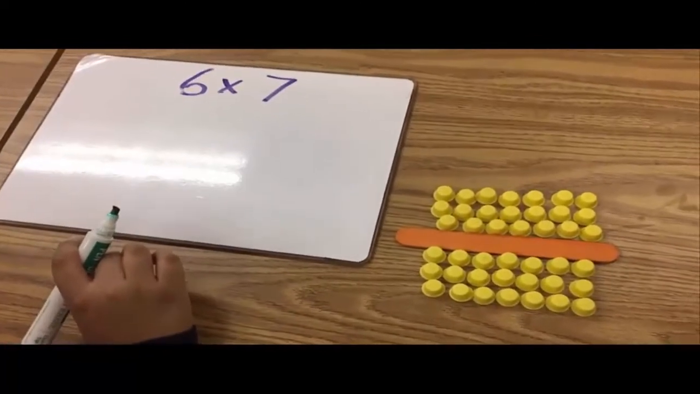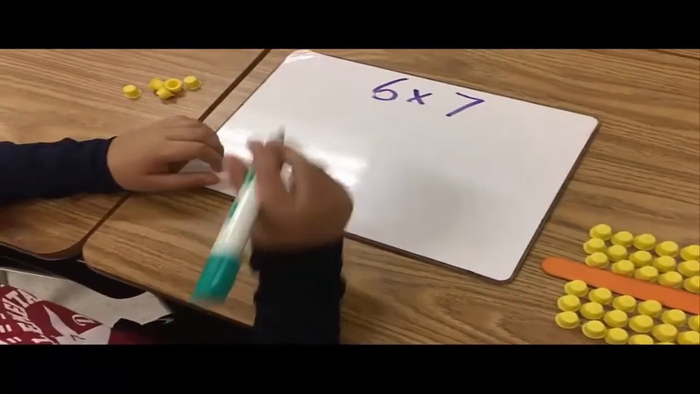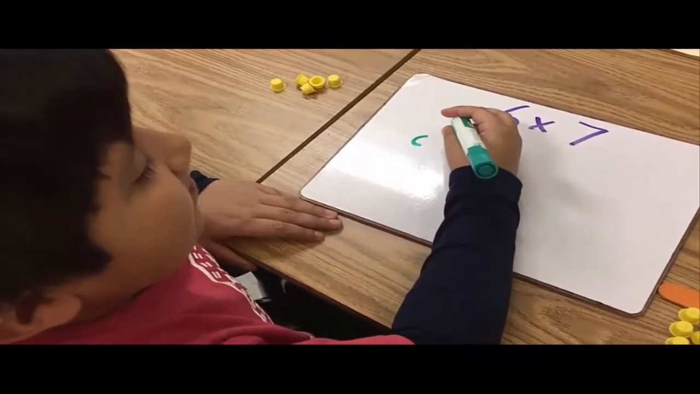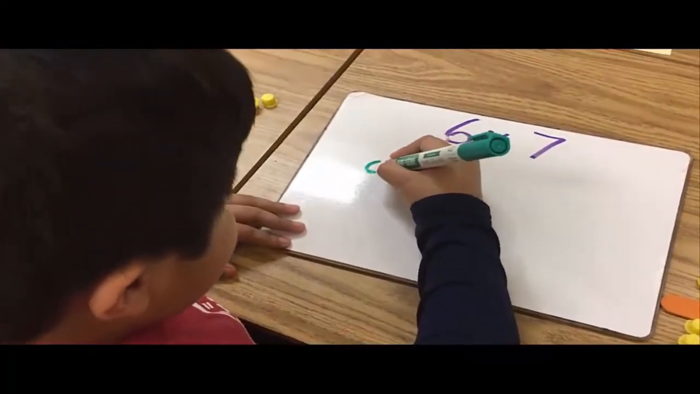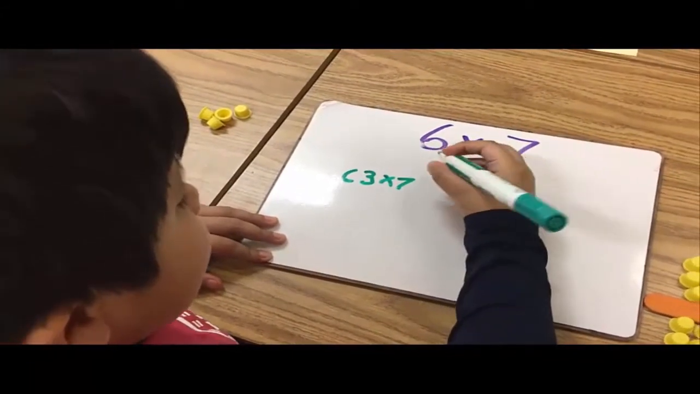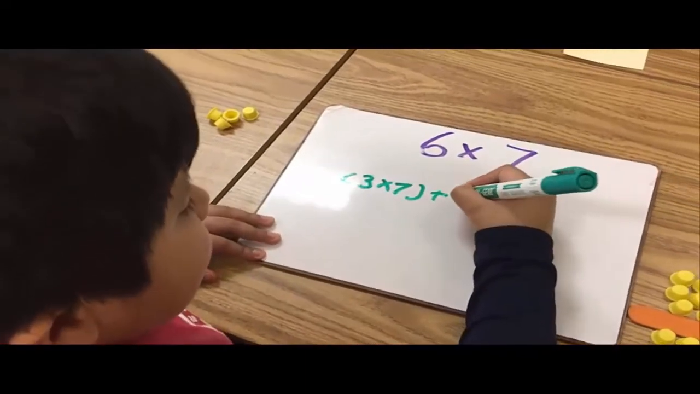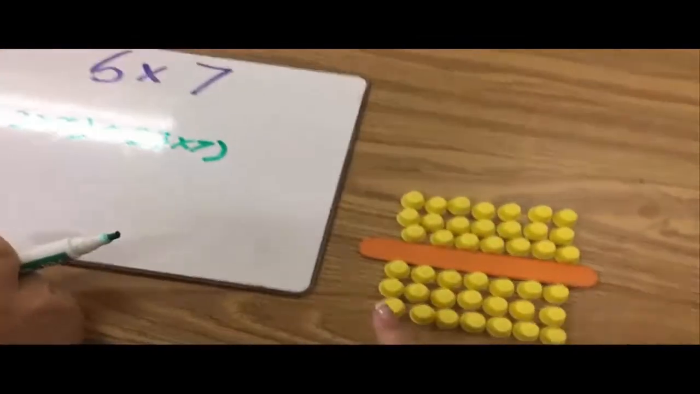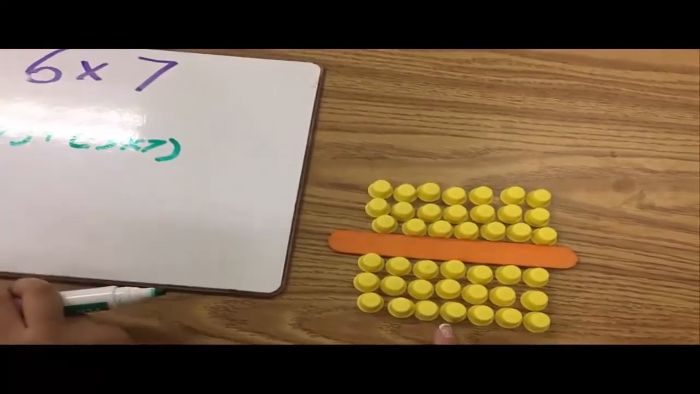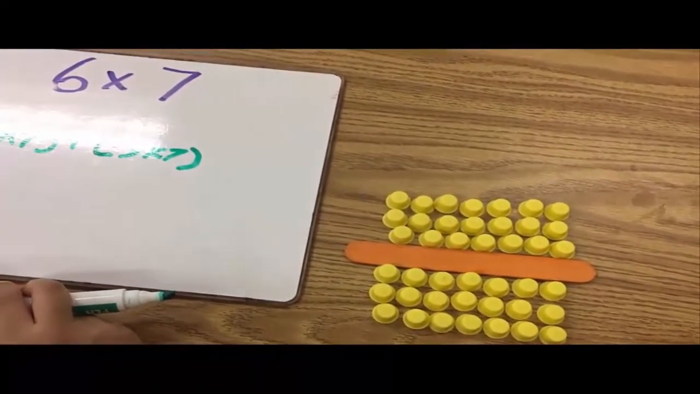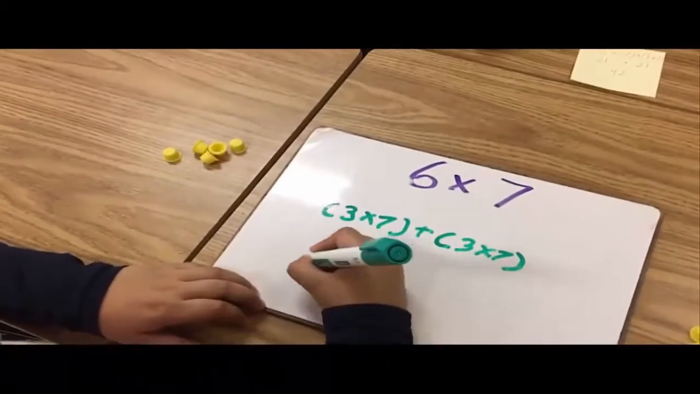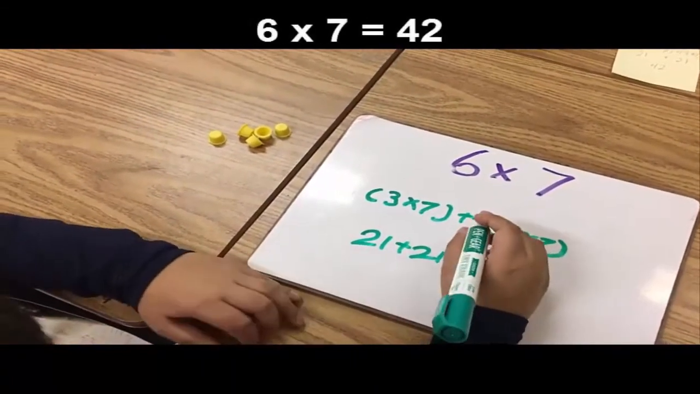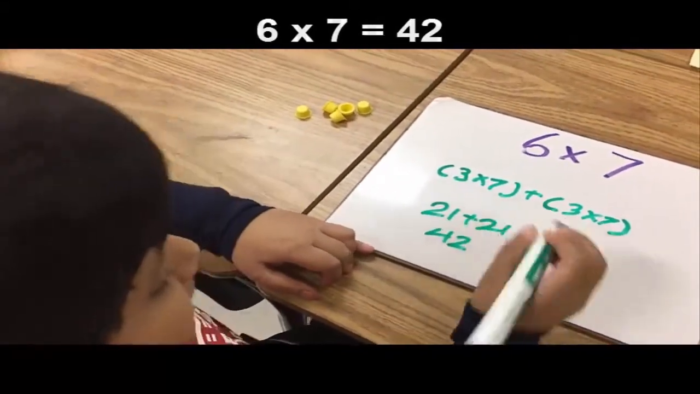How did you break apart 6 times 7? I put 3 times 7 plus 3 times 7. Okay, show me how you did that. Did you break apart the 6 into 3 and 3? Yeah. Do you know how to skip count by 3s? Yeah. Let's skip count by 3s to see what 3 times 7 is. 3, 6, 9, 12, 15, 18, 21. Okay, so 3 times 7 is 21. Plus 21. So what is 21 plus 21? 42. So 6 times 7 is 42.